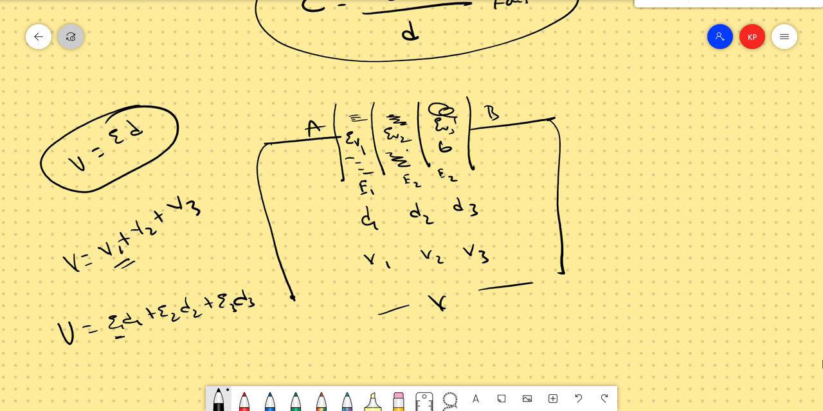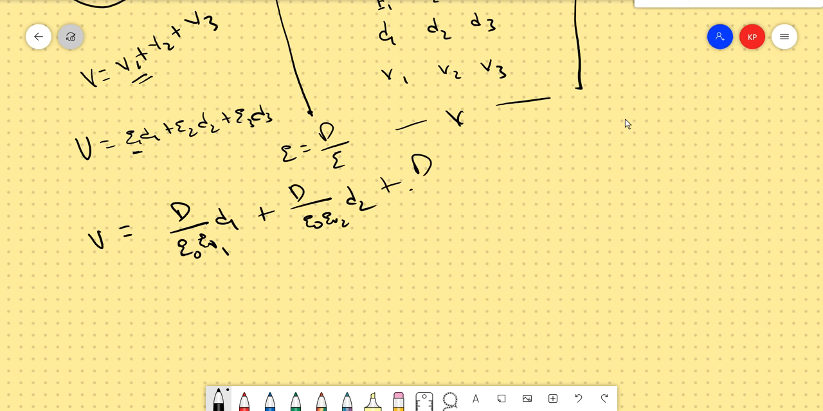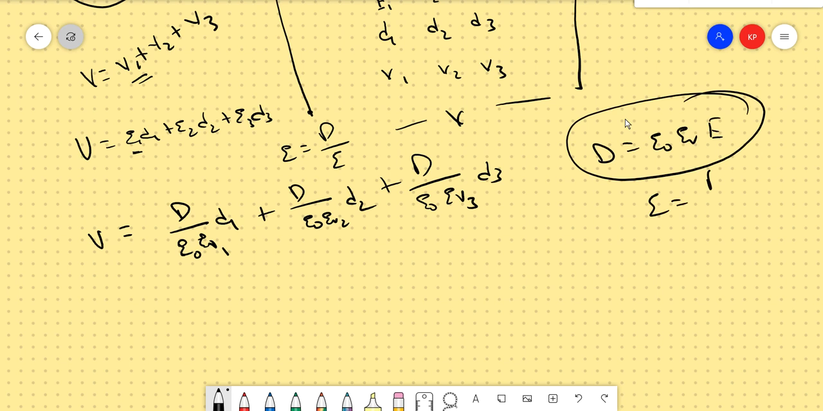And where E is equal to, we are having a formula: D by epsilon naught epsilon R. Where E is equal to D by epsilon. So V is equal to D by epsilon naught epsilon R1 into D1 plus D by epsilon naught epsilon R2 D2 plus D by epsilon naught epsilon R3 into D3. So where D is equal to epsilon naught epsilon R into E. So from this formula, E is equal to D by epsilon naught epsilon R. I have substituted here. Now D and epsilon naught is constant.